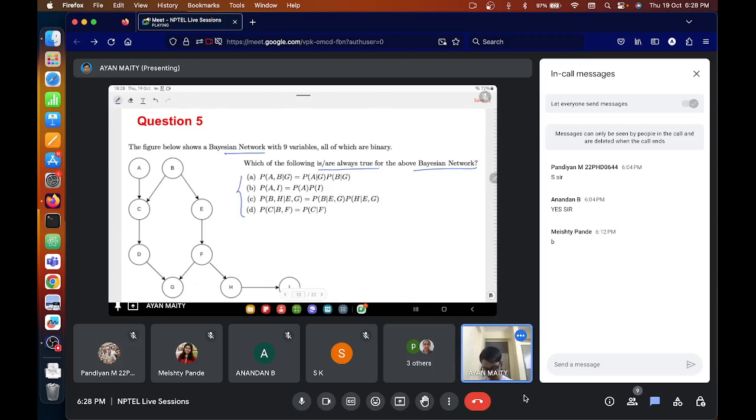You have to check each option one by one based on this Bayesian network diagram given on the left hand side, and answer which of these is or are always true for the Bayesian network. This question might be a little difficult, so it might take some time.